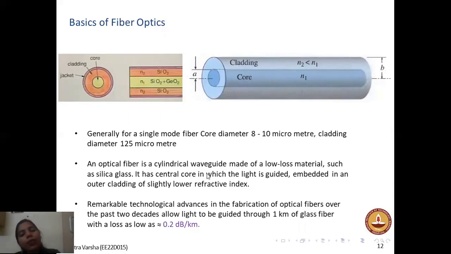Remarkable advances in the fabrication of optical fibers over the past 2 decades allow light to be guided through 1 kilometer of glass fiber with a loss as low as 0.2 dB per kilometer.